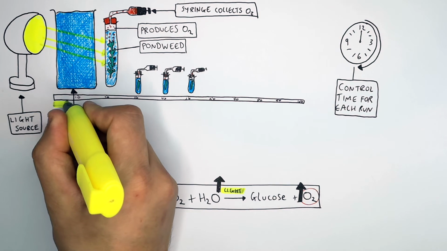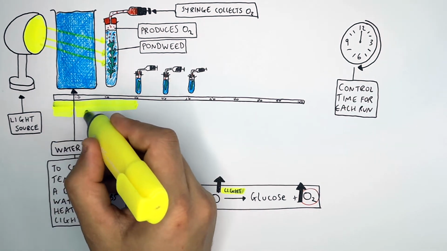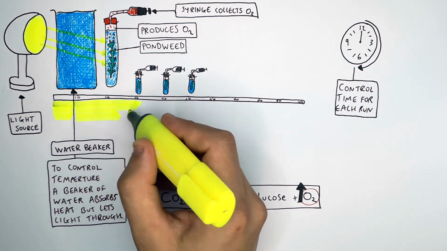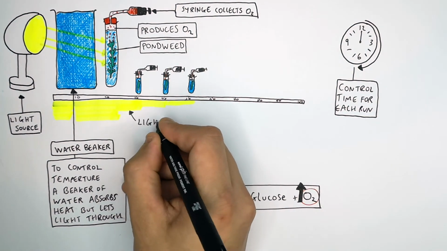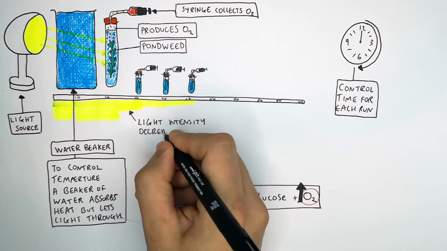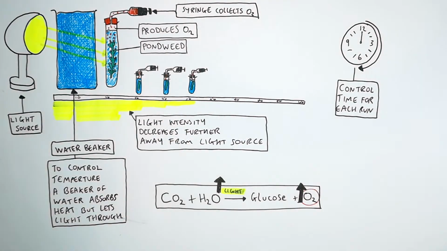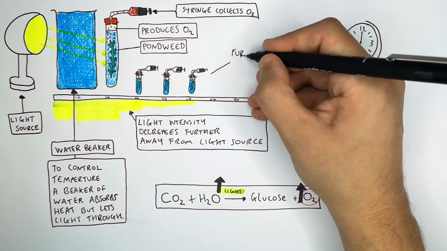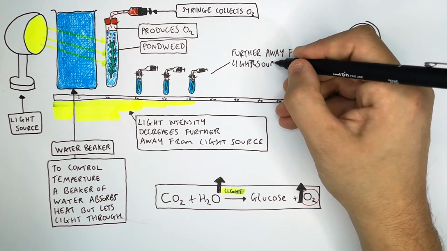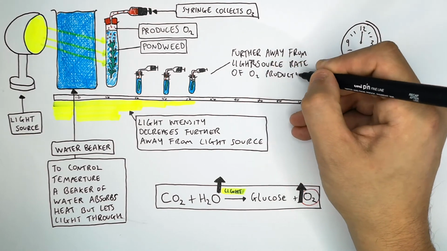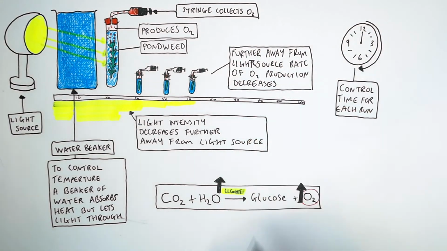The pondweed closest to the light source is going to receive the highest light intensity, and as you go further away from the light source, the light intensity will decrease as shown here. So the light intensity decreases the further away the plant is from the light source. So what we expect to see is that the volume of oxygen produced should decrease the further away the plant is from the light source.